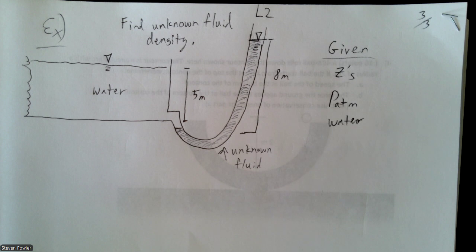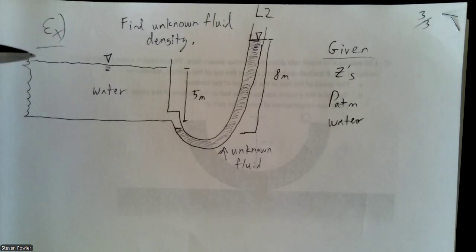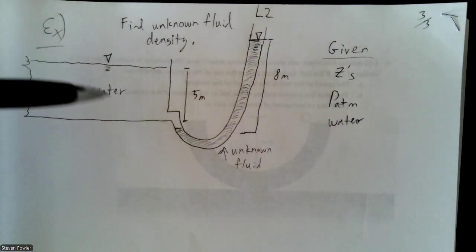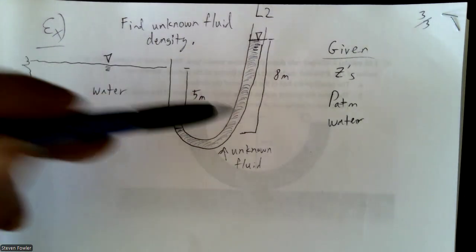What do you know? Now, what tools can we use? What are the fundamental laws, rules, or relationships that will help us find what it is that we're looking for? Well, what is a fundamental law, rule, or relationship that applies to this type of phenomena or this type of situation? So I've got a column of fluid here, and I've got a column of fluid there.